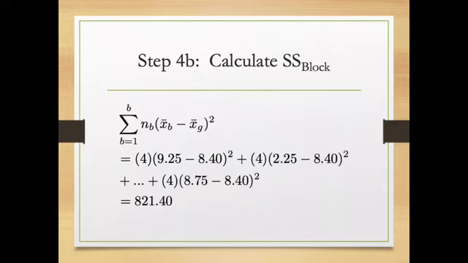The sum of squares for the blocking factor is calculated exactly the same way as the treatment sum of squares, except that it involves looking at the block means instead of the treatment means. Per the equation on this slide, we're looking at the squared difference for each of our 15 block means, weighted by the n size of each of our blocks.